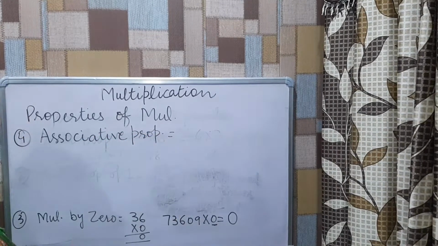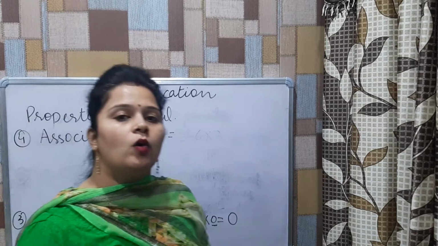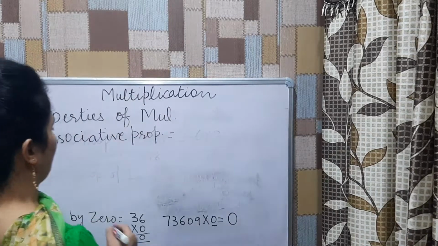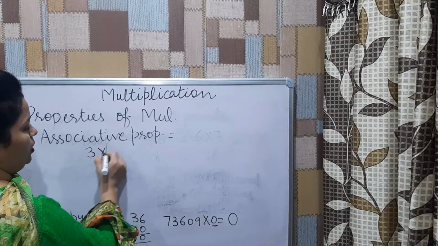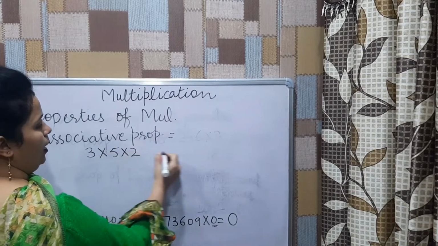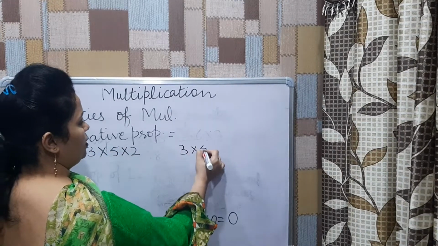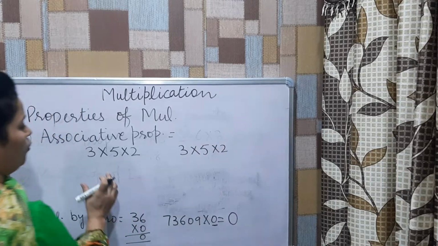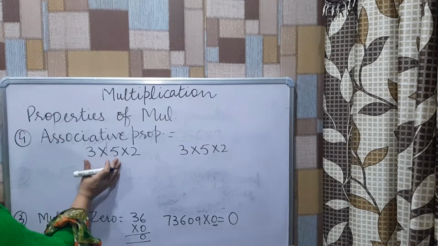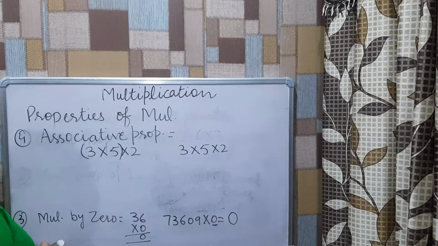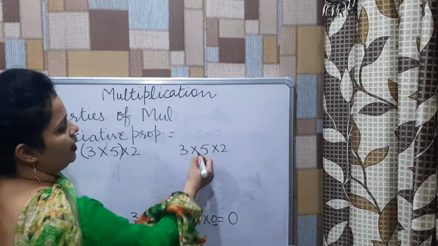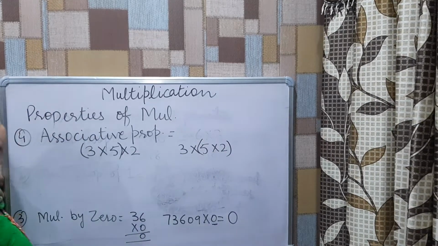Associative property means when you change the group of the numbers. Suppose I have 3 into 5 into 2, and on the right side also I have 3 into 5 into 2. What I did, on my left side I make a group of 3 and 5, but on my right side I make a group of 5 and 2.